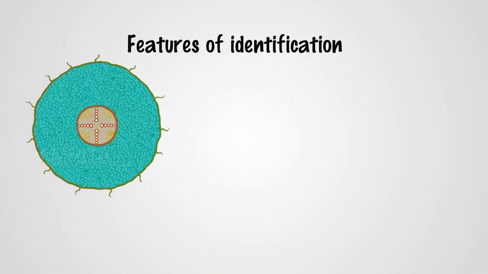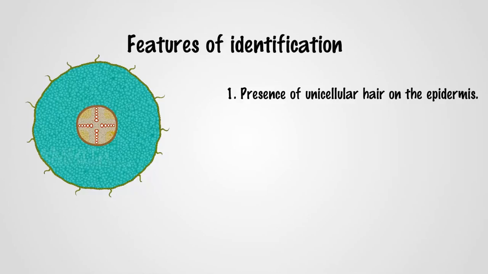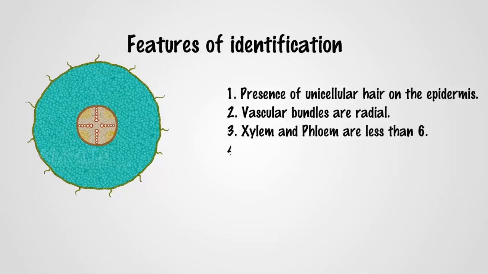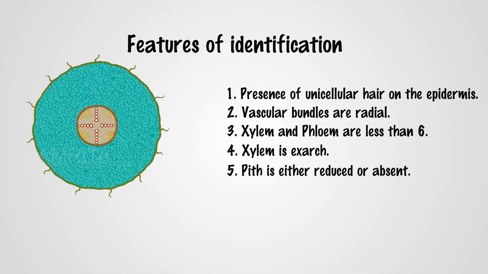Features of identification. Presence of unicellular hair on the epidermis. Vascular bundles are radial. Xylem and phloem are less than 6. Xylem is exarch. Pith is either reduced or absent.